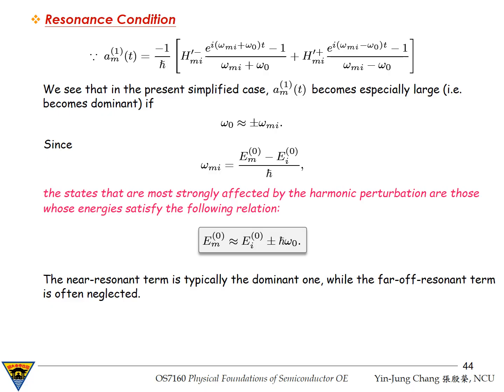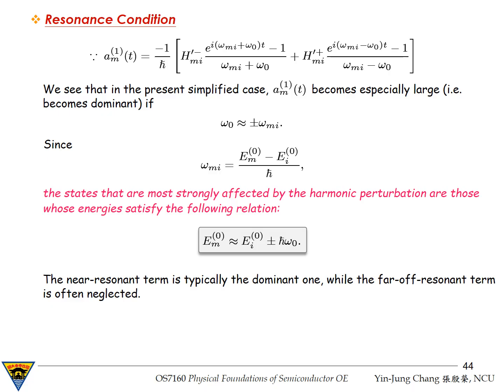Physically, the plus sign corresponds to moving to a higher energy state, while the minus sign corresponds to moving to a lower energy state. In many practical cases, especially when the system is initially in a lower energy state and the field frequency is near resonance, the term with omega sub mi minus omega naught is the dominant one. The other term is then far from resonance and contributes much less strongly.